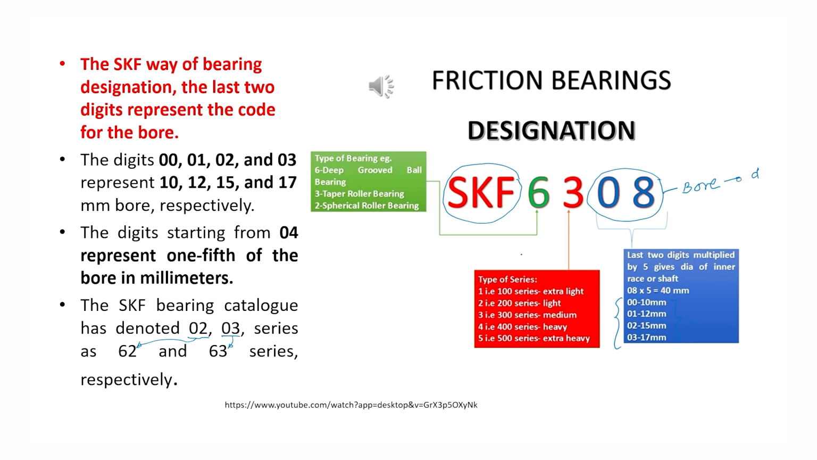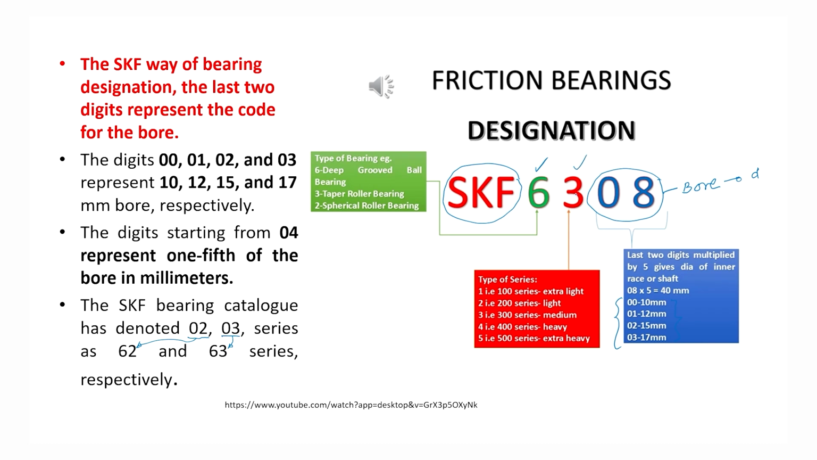So, it is written here, this 6, the first digit, represents the type of bearing. That means, if 6 is there, then it is a deep groove ball bearing. If in place of 6, 3 is there, then it is a taper roller bearing. In place of 6, if 2 is there, then spherical roller bearing. And similarly for other types of bearings, the digits are there.